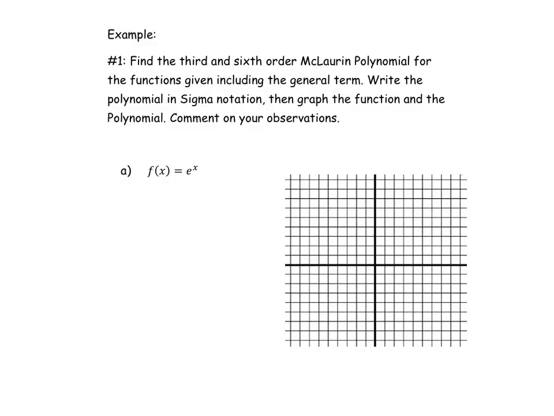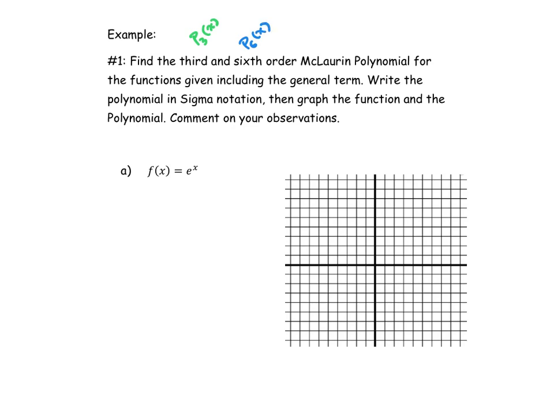Okay, the granddaddy of them all. We're going to start with e to the x. And the main reason for that is because it's easy and it's pretty simple to see things come together. So we want to find the third and sixth order Maclaurin polynomial for e to the x. So the third degree polynomial will be p3 of x. The sixth degree polynomial will be p sub 6 of x.